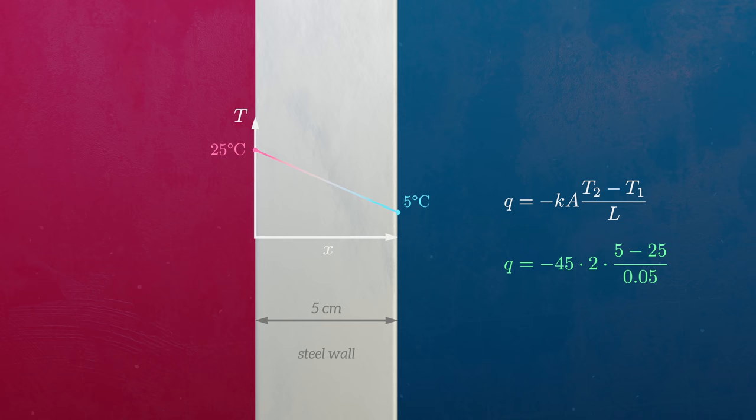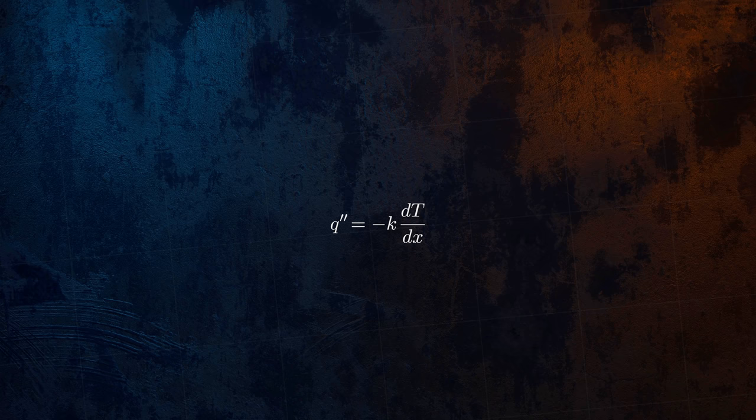It's often more convenient to remove the area term from Fourier's law. Instead of giving us the heat transfer rate in watts, Fourier's law in this form gives us the heat flux in watts per square meter. Fourier's law isn't a fundamental equation that can be derived from first principles, but is really just how thermal conductivity is defined.